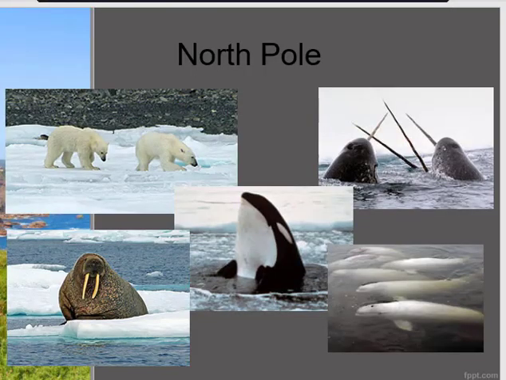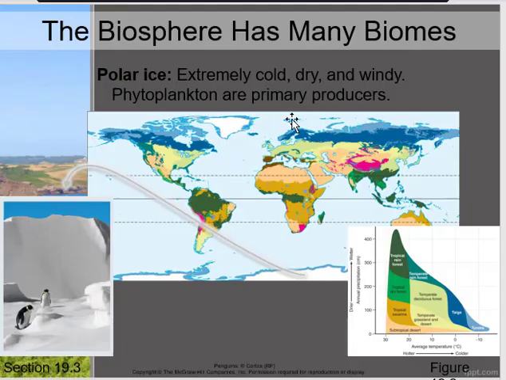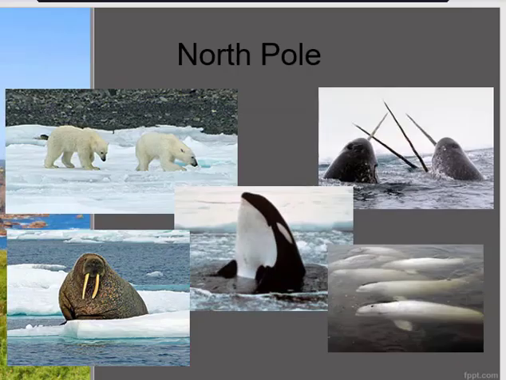Here's the North Pole. Now, remember, the North Pole, there's no land up there past Greenland. And then there's some of the Canadian Arctic. But the actual North Pole is just a sheet of ice that covers the entire area. These are some of the animals you would find: the polar bears, walrus, there's a killer whale, narwhals. Narwhals were taken by Vikings, the Northmen, and sold into Europe as unicorn horns. There's beluga whales, the white whales.